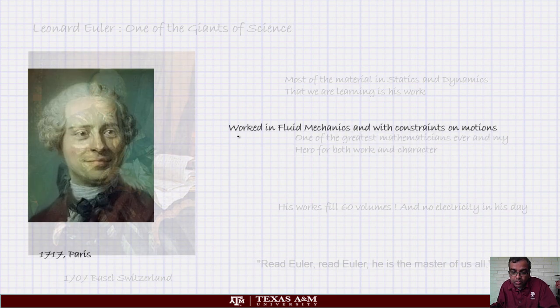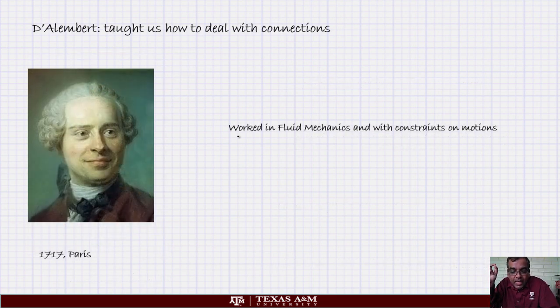But there are other people who are equally important. D'Alembert. So this is 1717 in Paris, that's when he was born. Among other things, he did a lot of stuff, but I am just going to talk very briefly about the fact that from a statics point of view, he taught us how to deal with connections and constraints, and did it in a very nice way. So you can see he was roughly a contemporary of Euler, about 10 years older.